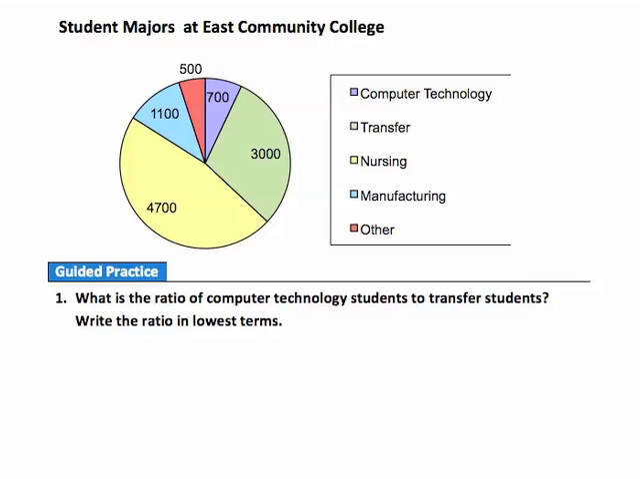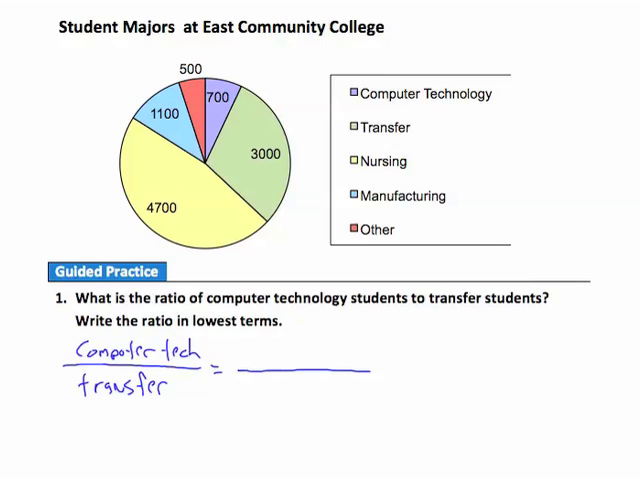Question 1. What is the ratio of computer technology students to transfer students? So if we want to write this as a ratio, we need the computer tech first, and that goes in the numerator of our ratio. So computer tech students to transfer students. That's the way we want to set this up. Let's go ahead and take a look now and find this information in our circle graph.